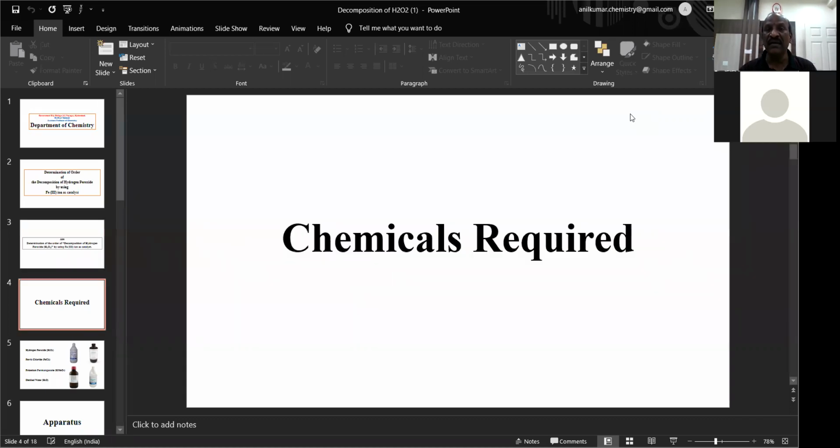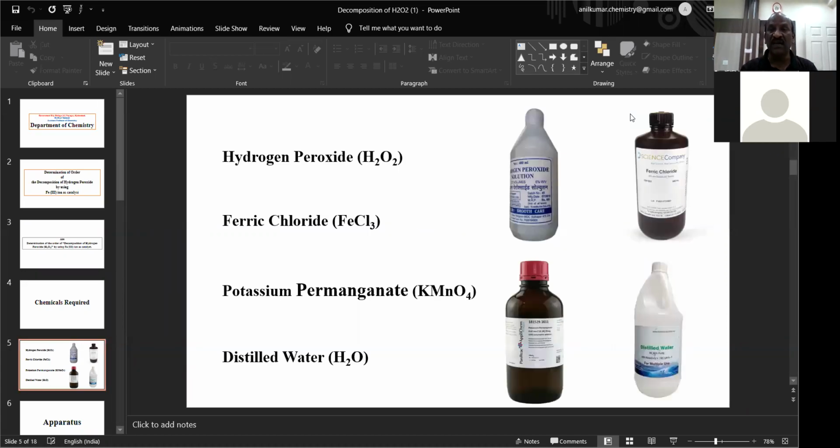Now next we are writing the chemicals required for this experiment. So here you see what chemicals we are going to use. This is the hydrogen peroxide and ferric chloride, that is FeCl3. We can use the potassium permanganate, KMnO4, and then distilled water. We take the distilled water. These are the general chemicals we use in this experiment. This is very clear.